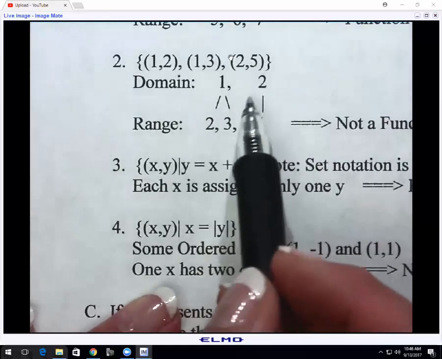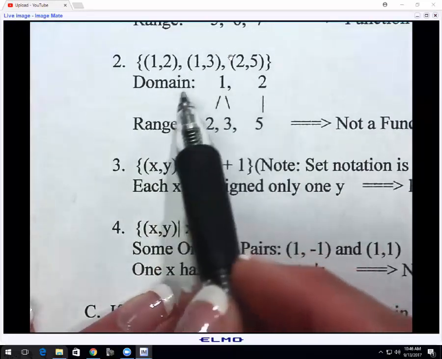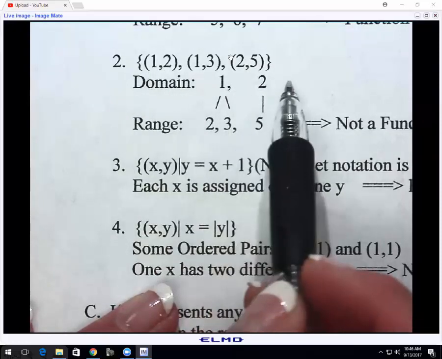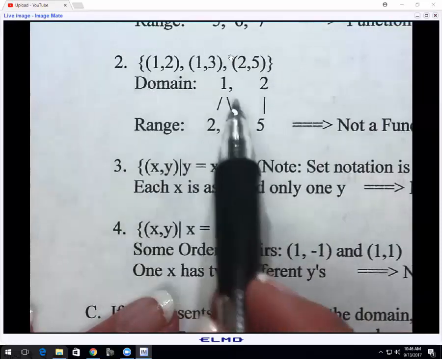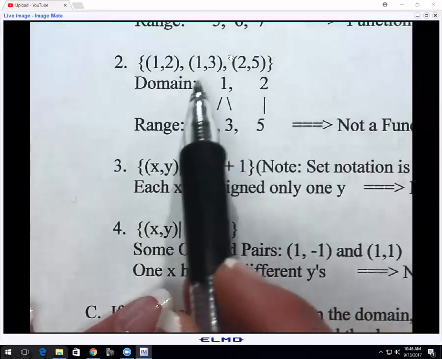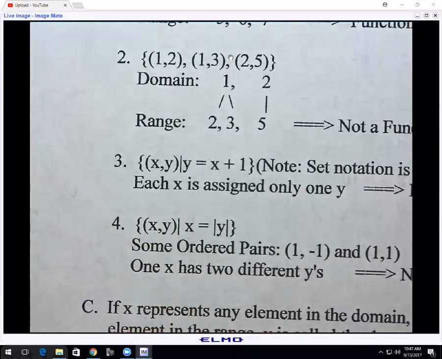Whereas in example 2, if I do the same thing, the domain is 1 and 2. You don't have to repeat values in the domain. You don't have to write 1, 1, and 2. The domain is just 1 and 2. The range is 2, 3, and 5. In the first ordered pair, 1 corresponds to 2. But in the second ordered pair, 1 corresponds to 3. Whatever this thing is, it's not a function, because I put in one number, a 1, and it spit out 2 different answers. It's not a function.